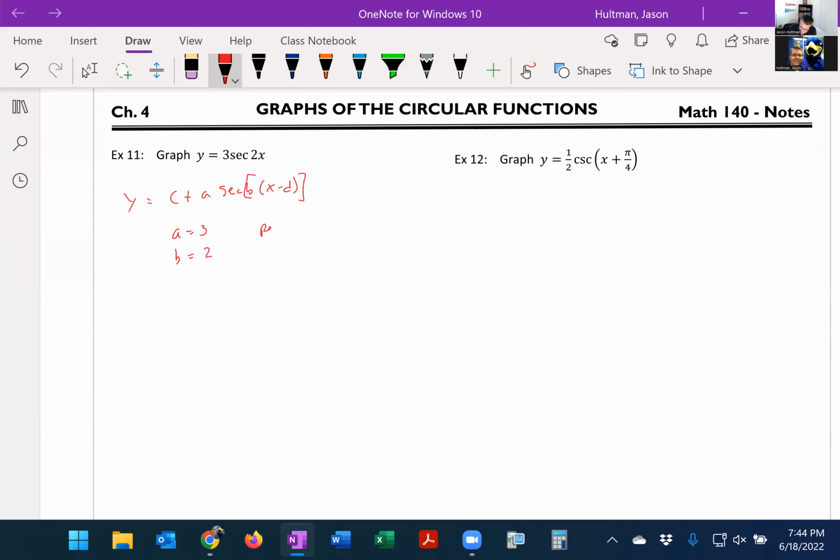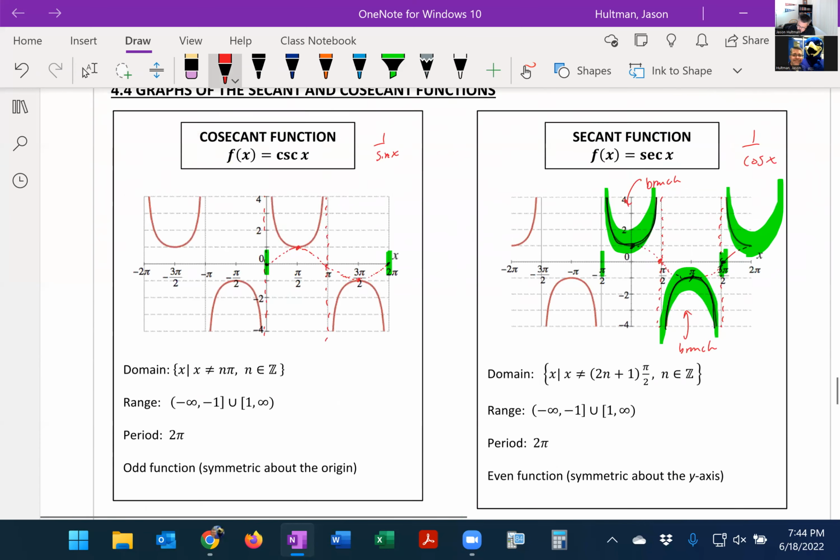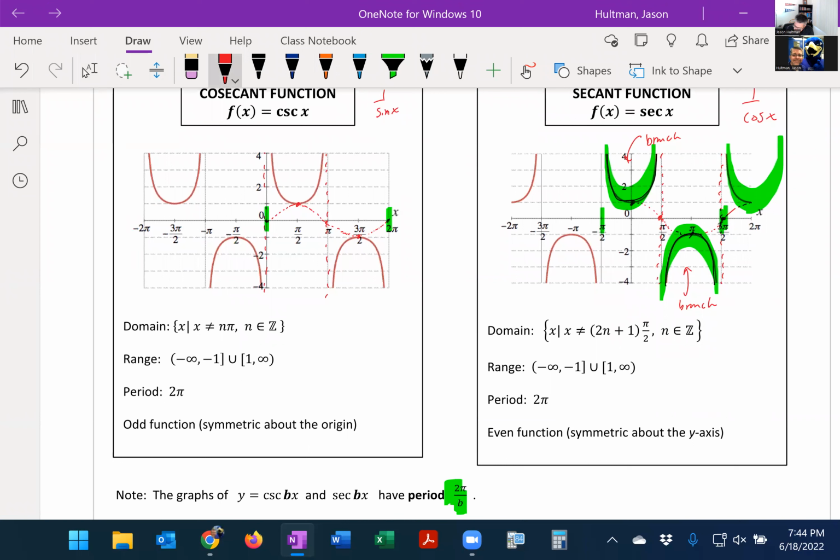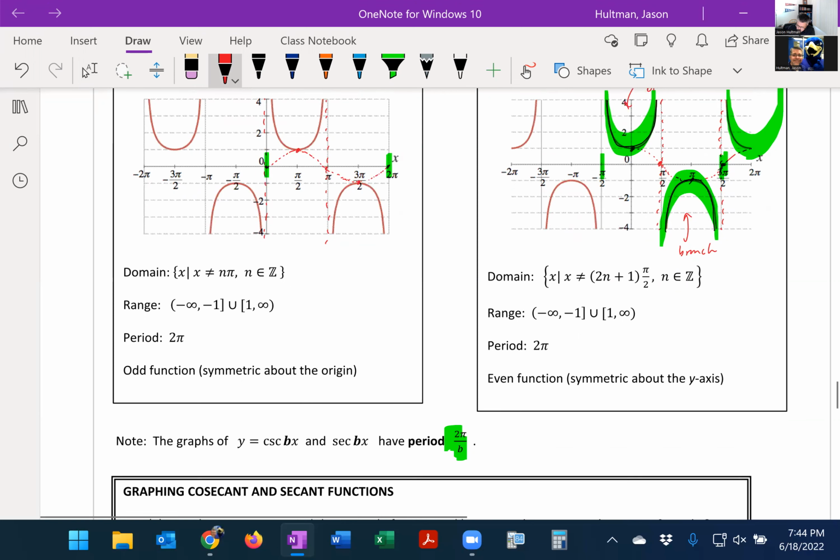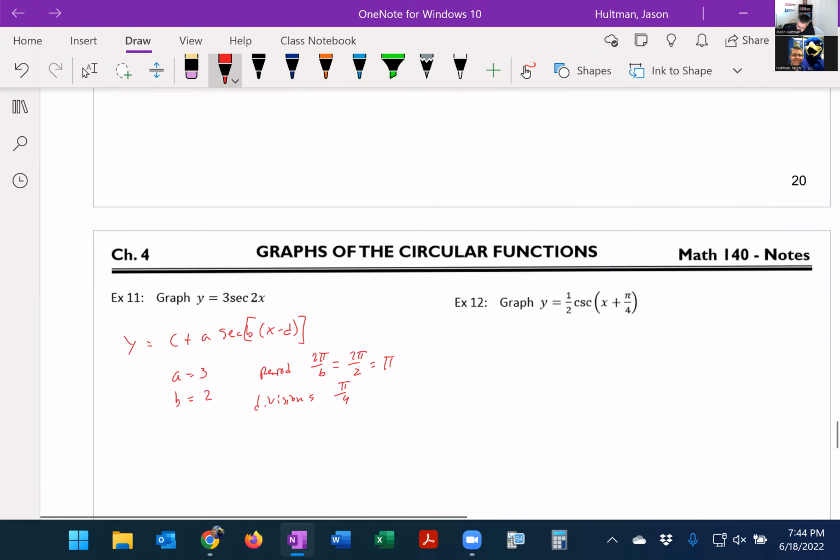Again, the period is 2 pi over b, so 2 pi over 2, so the period is really pi. So the divisions that I'm going to have are going to be pi over 4 divisions. So we want the secant, and where did the secant start? The secant started at negative pi over 2. We can still start at negative pi over 2, but we're going to have to modify the period. The period is only pi, not 2 pi.